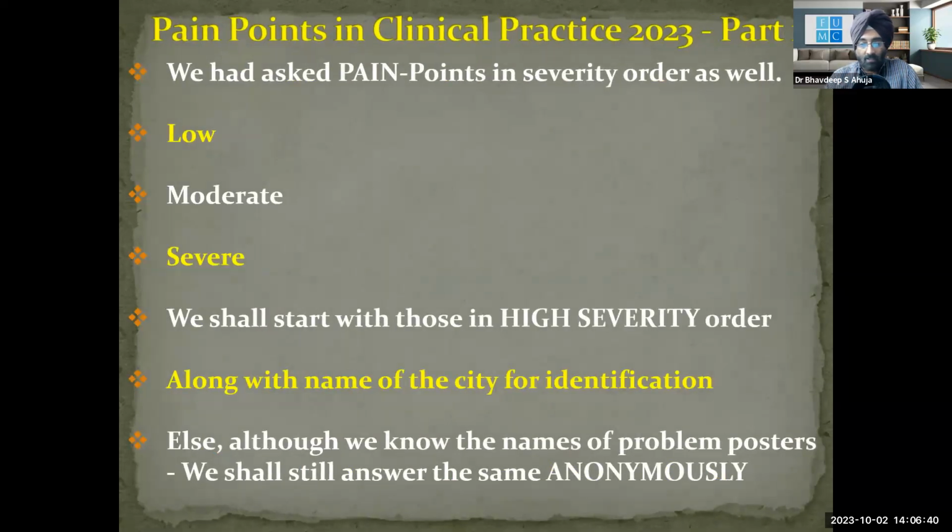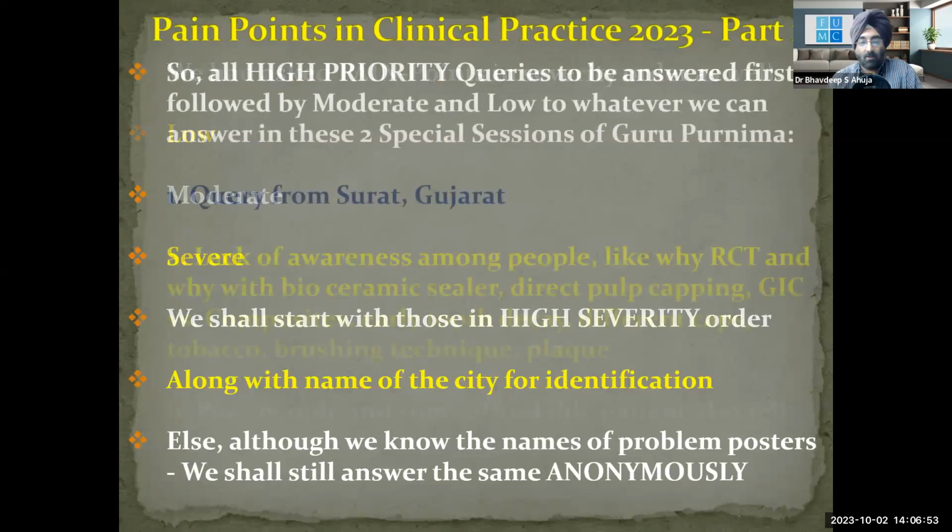So low, moderate, severe, we started with the high or the severe one. And of course, the names were not taken, only the city name, so that you have a symbol or a recognition whenever you watch these videos later on YouTube, of what exactly has been covered so far.